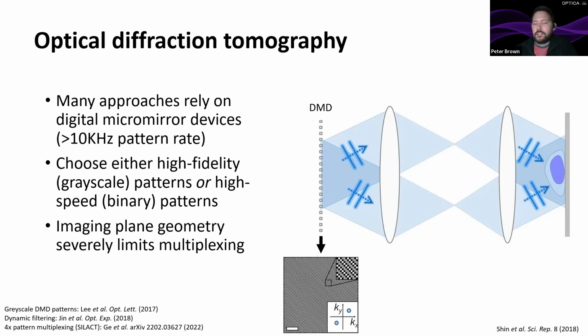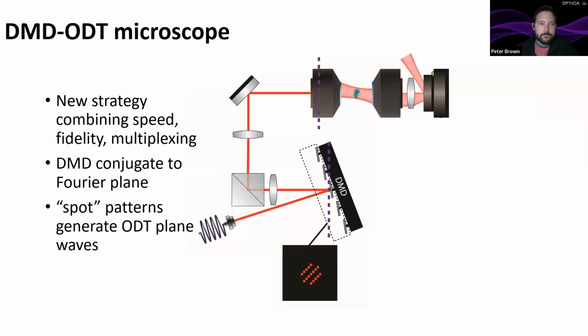Finally, the fact that the DMD is placed in an imaging plane limits the number of plane waves that could be multiplexed in a single image, typically to fewer than 4, because using more complex or larger numbers of plane waves entails the creation of extremely complex diffractive grids on the DMD.